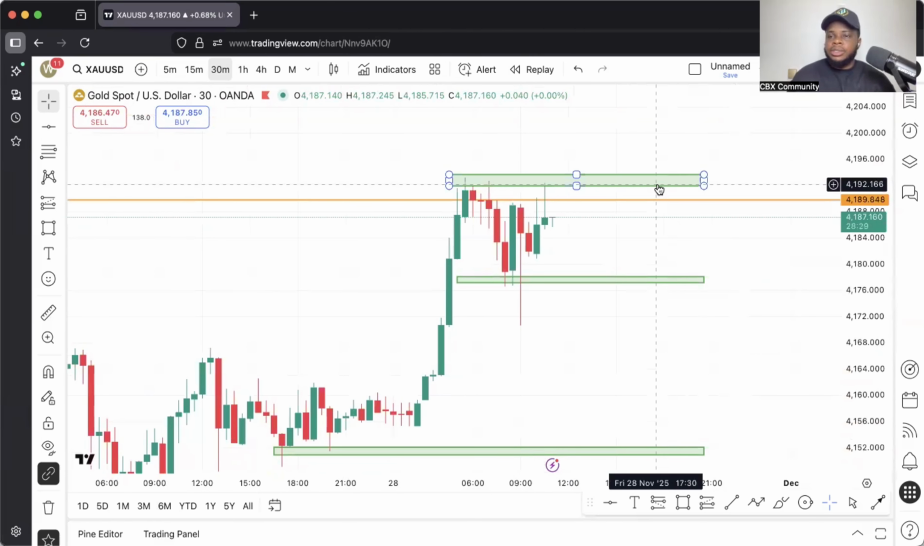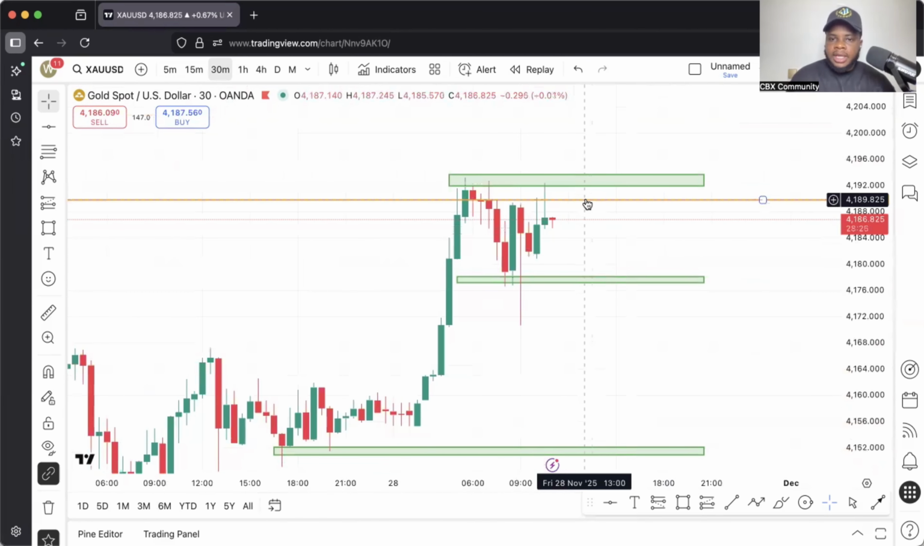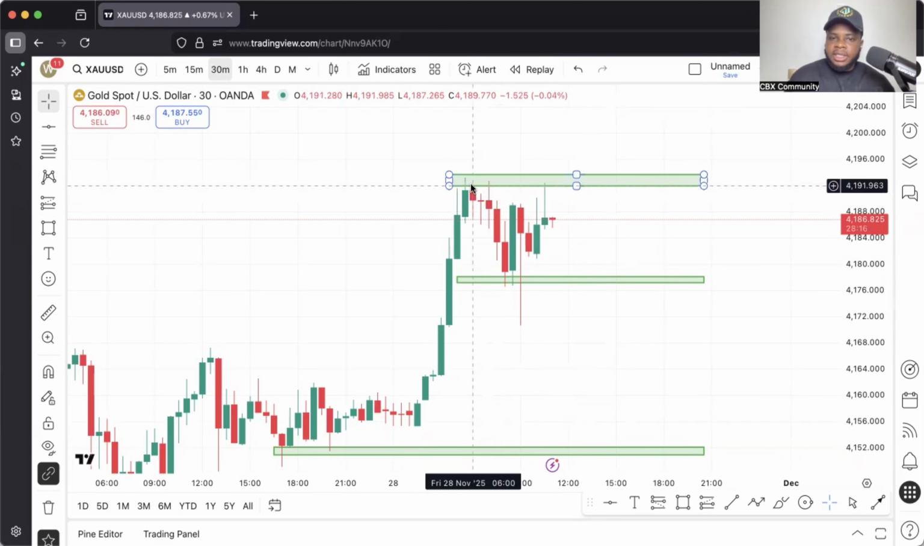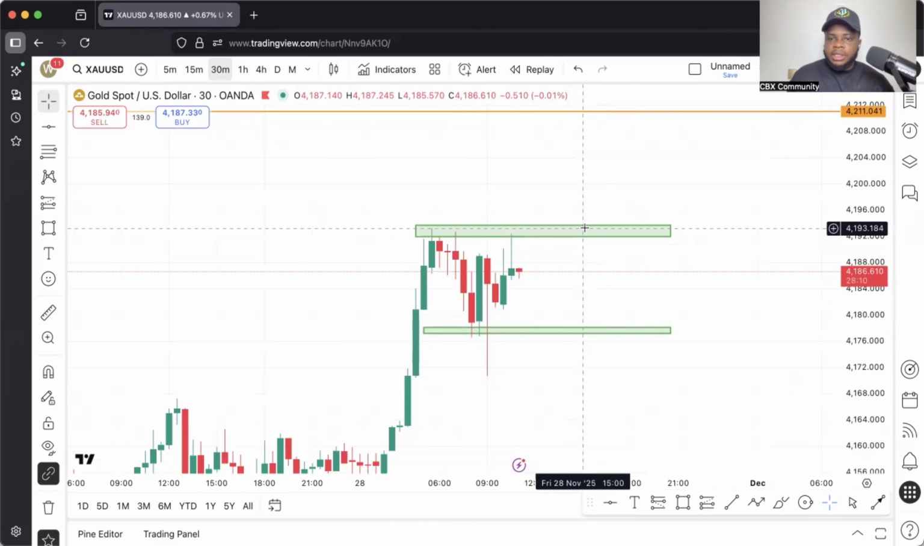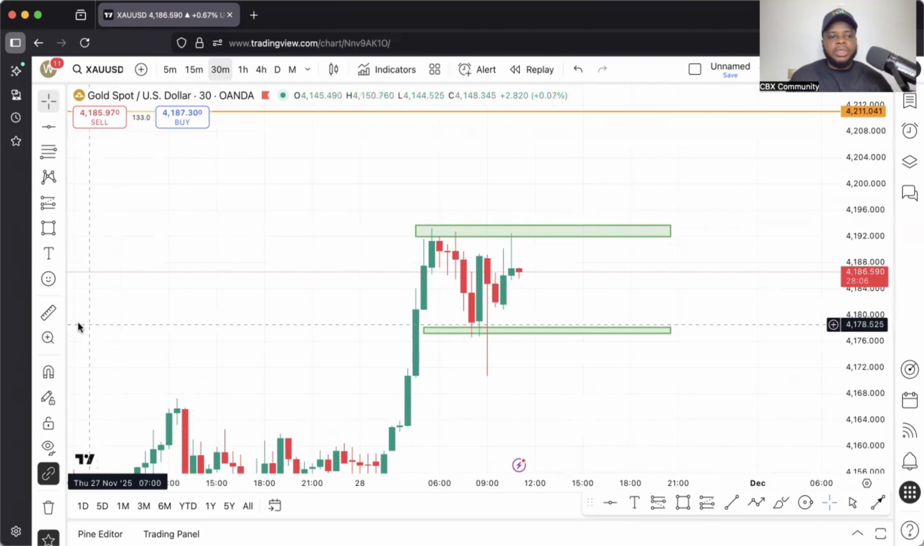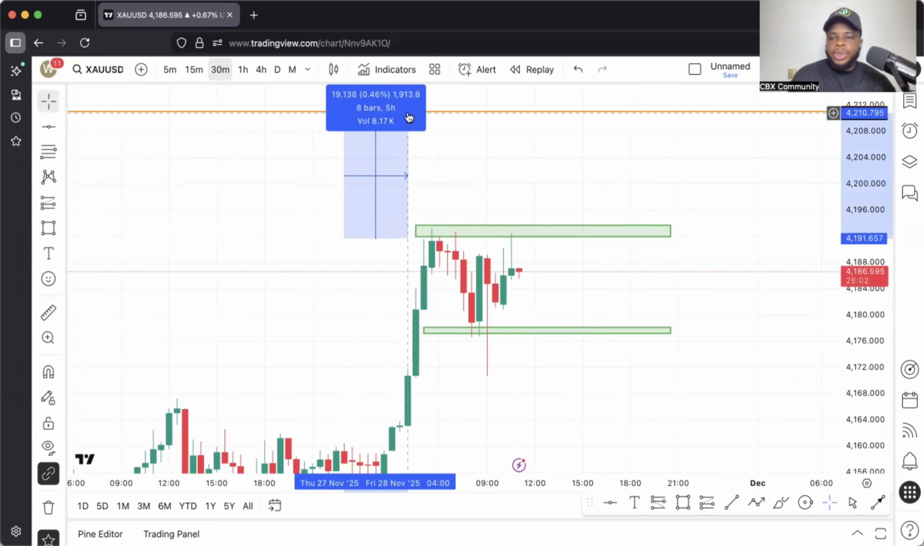Since from this resistance zone to this support zone is being considered as a consolidation zone, and this resistance zone is within this consolidation zone, we need to delete it because we have a recent resistance zone over here. So that means we are anticipating the break of this resistance zone for the candle to keep going up to this resistance zone. So let's measure from this resistance zone down to this resistance zone, which we are looking at 191 pips.